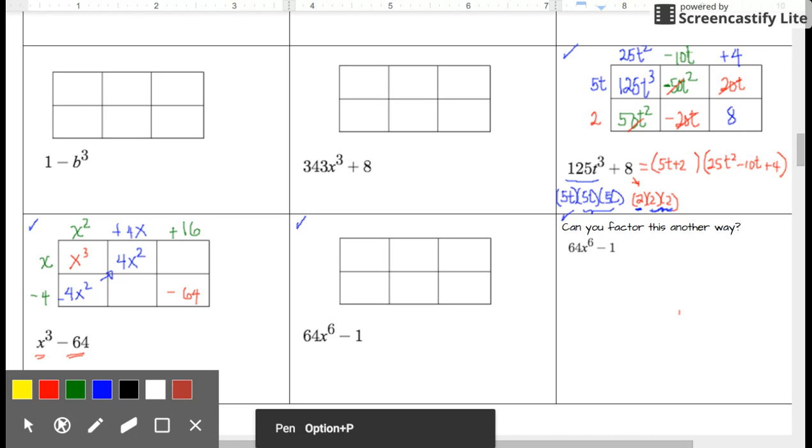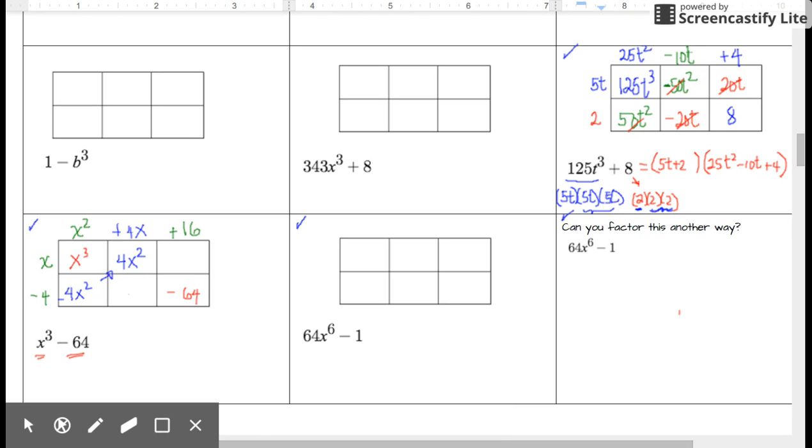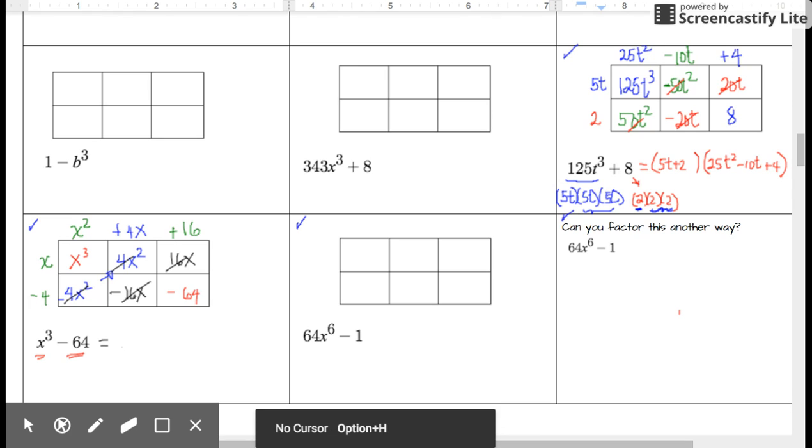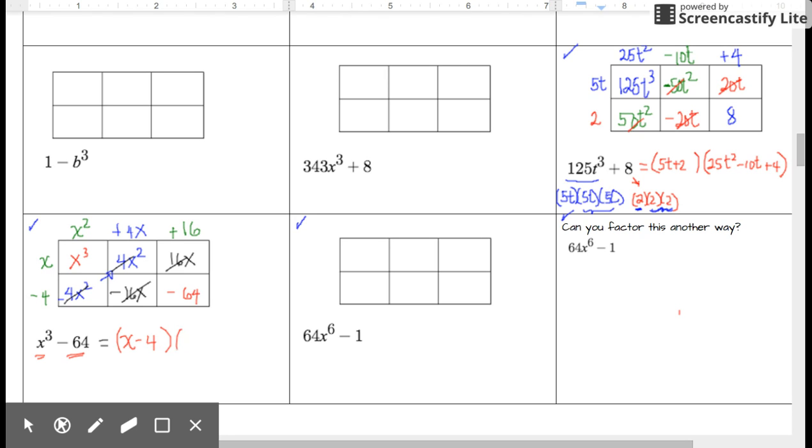Okay, and then now we fill this up. Negative 4 times 4x is negative 16x. And then the last box, x times positive 16 is positive 16x, and they cancel each other. Therefore, the product is x cubed minus 64. So we know the factors of x cubed minus 64 now, the length and the width of the rectangle. So the factors are, the binomial factor is x minus 4, and the trinomial factor is x squared plus 4x plus 16.